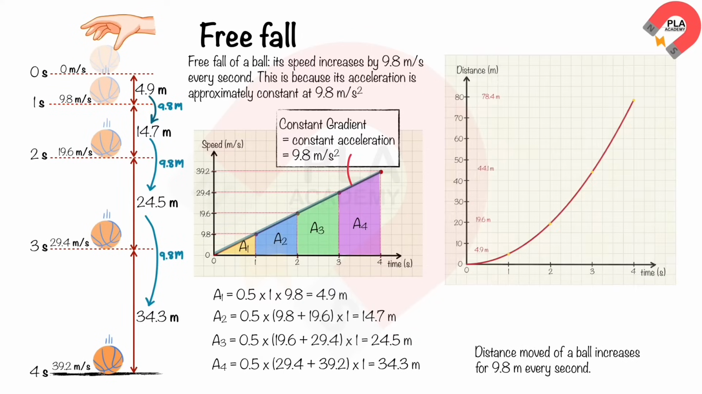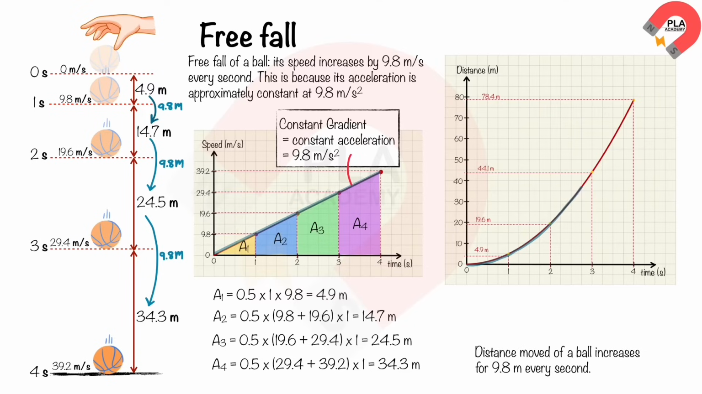The distance time graph of a free fall. We can plot the graph at 1 second, the distance 4.9 meters. At 2 seconds, the distance is 14.7 plus 4.9 is equal to 19.6 meters. At 3 seconds, the distance is 19.6 plus 24.5 is equal to 44.1 meters. At 4 seconds, the distance is 44.1 plus 34.3 is equal to 78.4 meters.